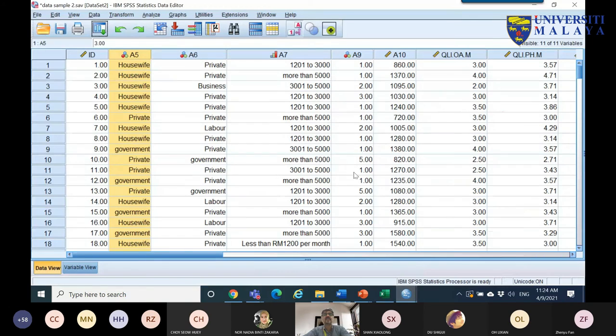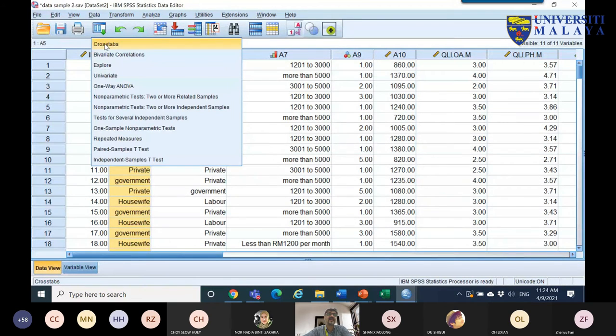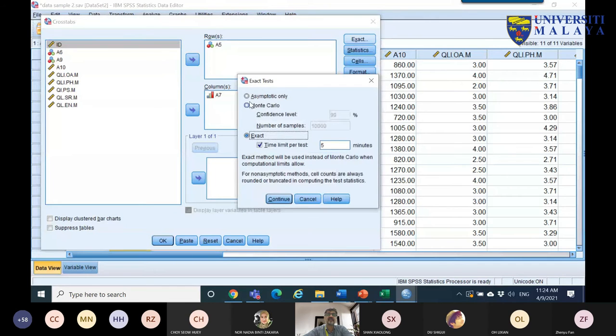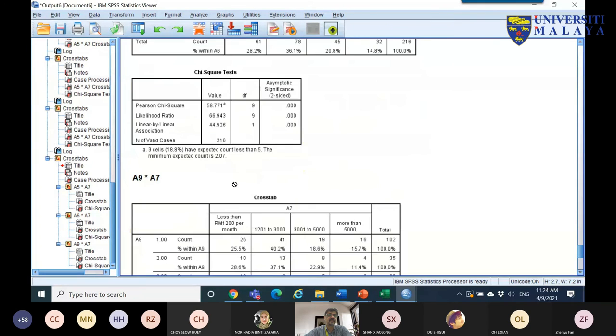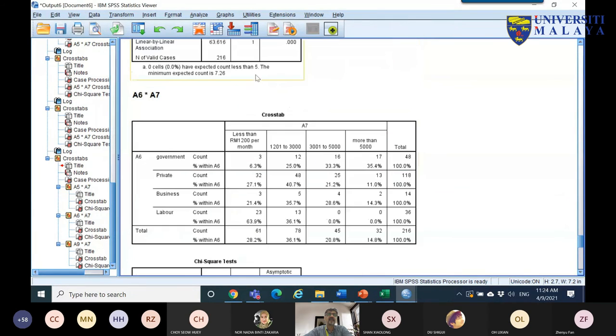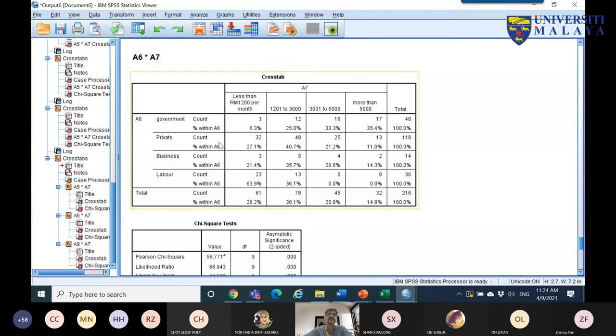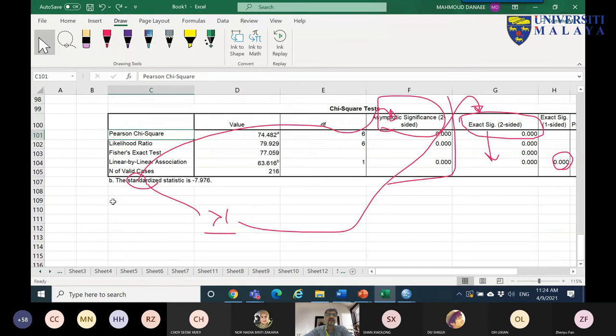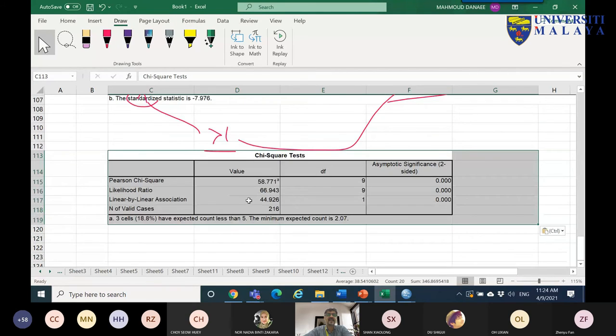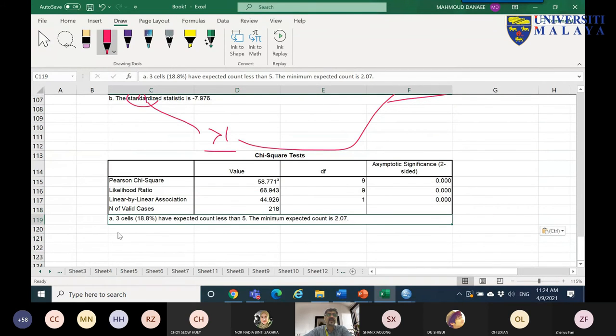Let me check, maybe there are some cells. Let me check crosstabs, turn off the exact, and then select these 3 also. Maybe I can find some cells. Okay, can you see here? A7 and A6, below this table, copy, paste. So as you can see here, there is a message: 3 cells have expected count less than 5.